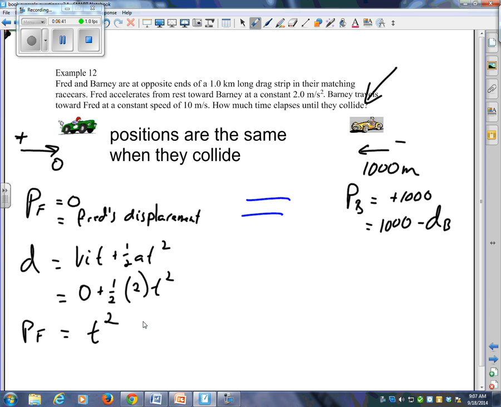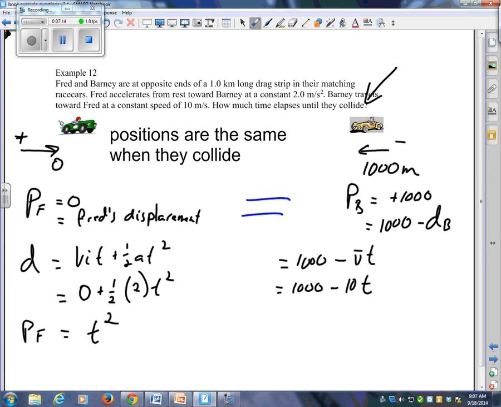Fred's position is, if he travels for 3 seconds, he's at a spot of 9. If he travels for 4 seconds, he's at a spot of 16, and so on. Simple. Barney's is a little more complicated. He's a troublemaker. So it's going to be 1,000 minus. Now he's traveling at a constant speed. How do we find displacement at constant speed? V bar t. 1,000 minus. He's traveling at 10 meters per second, so 10t.